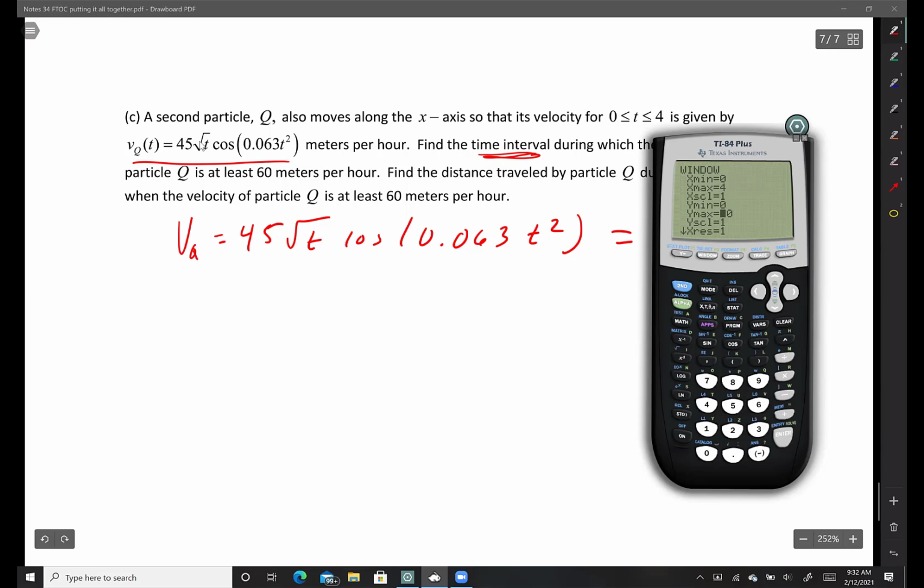Actually, maybe we do. Let's see. 45, no, I don't. Not off the top of my head. Square root of, okay, I do know. Square root of 4 is 2. 45 times 2 is 90. This goes all the way to 90. Sorry, guys. That took longer than necessary. And your Y scale, if you don't mind being all bunched up, you can leave it as 1, but I do mind, so I'm going to put 10. You don't have to. You can just push graph now. And now look.